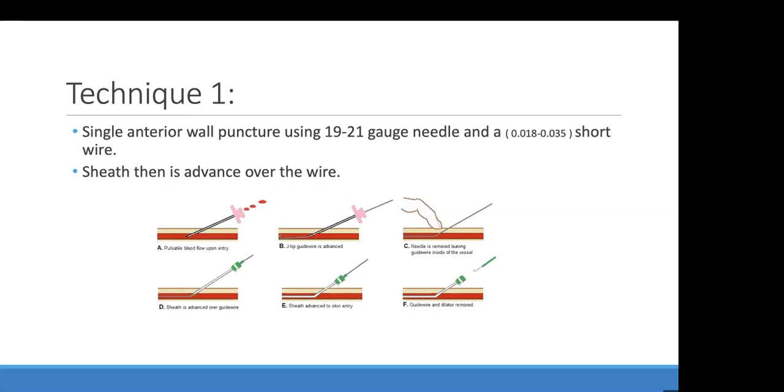There are two main techniques for doing it. Actually, a third, if you add the ultrasound. The first one is just anterior wall puncture. Anterior wall puncture is you feel the artery side to side, and you roll it with your fingers, and then you find the maximum impulse. Some people do it distal.